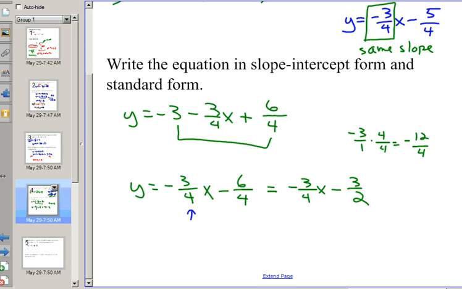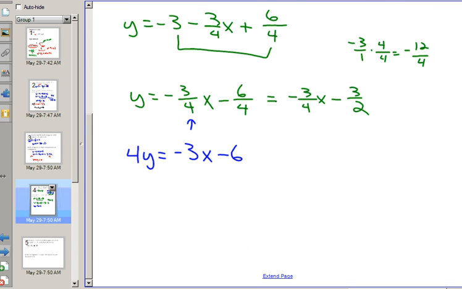And again, for standard form, I'm going to add this over, or you could multiply by 4 first. If I think about this equation and multiply everything by 4, 4y is -3x minus 6, and 3x plus 4y is -6. When I add the opposite, when I try and undo having a -3x on the right side.